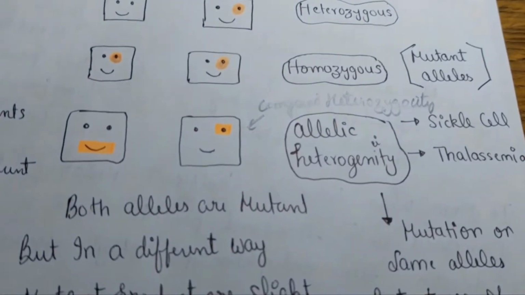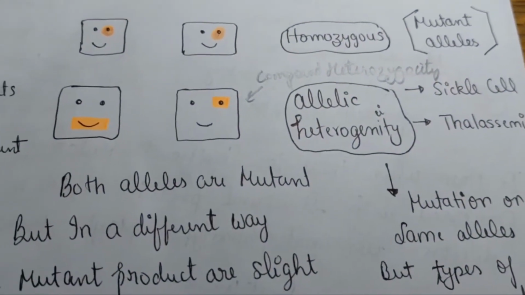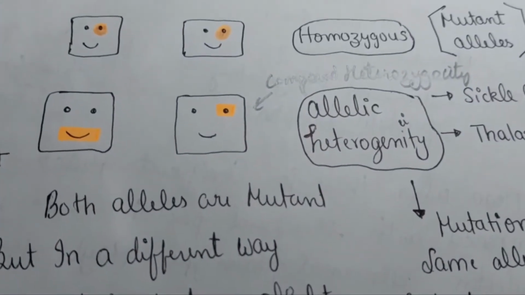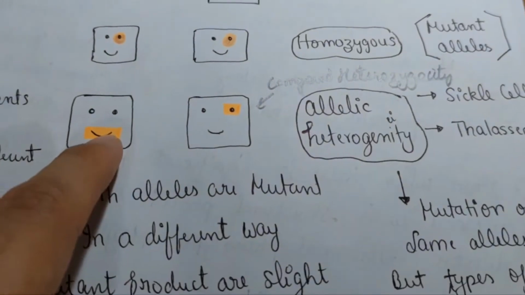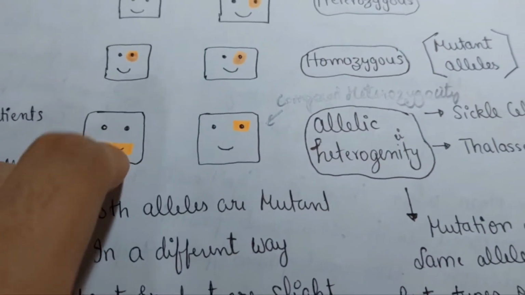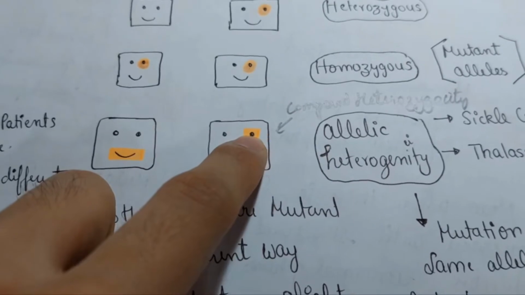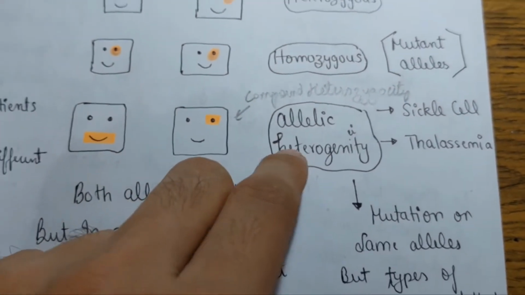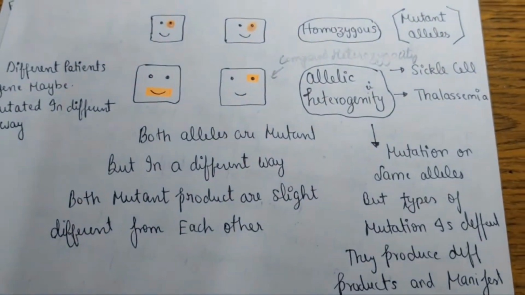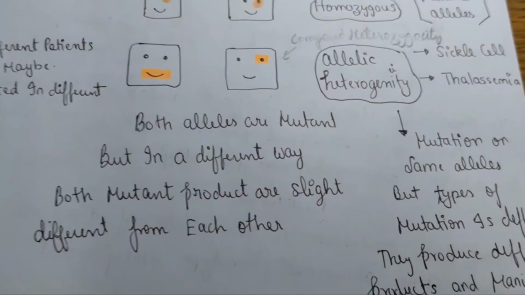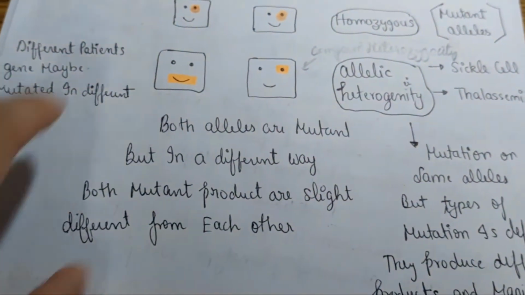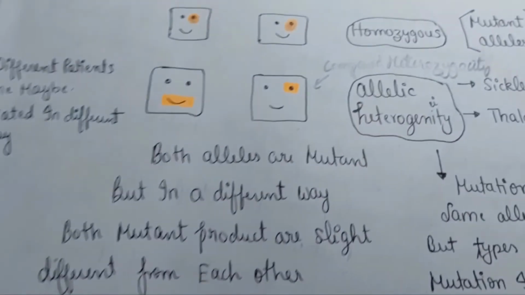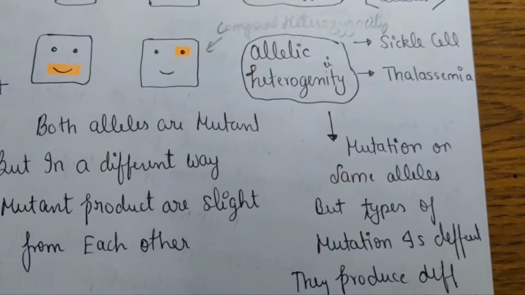Then if we have two alleles on the same locus on homologous chromosomes, but they both are mutant at different places of the gene, in this allele one part is mutated, in this allele another part is mutated, then this is called compound heterozygosity or allelic heterogeneity. In allelic heterogeneity, both alleles are mutant, but they are mutant in a different way. Therefore, the mutant products are slightly different from each other. This is also called compound heterogeneity.